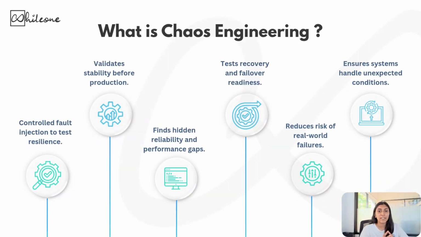Chaos engineering is intentionally injecting controlled failures into the system so that we can uncover the weaknesses well before the actual user experiences them. So instead of being reactive and waiting for outages to occur, engineers can simulate them proactively.